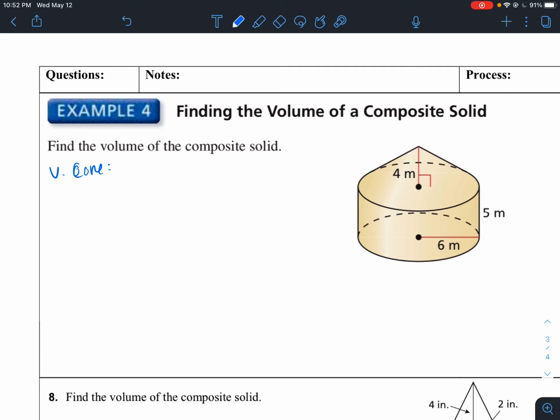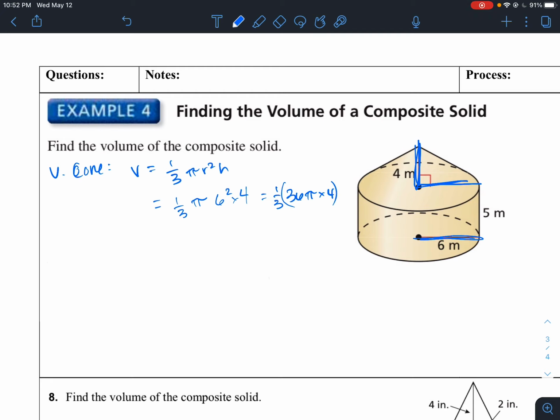So the volume of the cone is equal to 1/3 times the area of the base, so pi r squared, times the height. So in this case, it's going to be 1/3 times pi times the radius. Now the radius of the cone is just the radius of the cylinder. So it's going to be 6 squared times the height. The height of the cone is 4. And so I get 1/3 times 36 pi times 4.